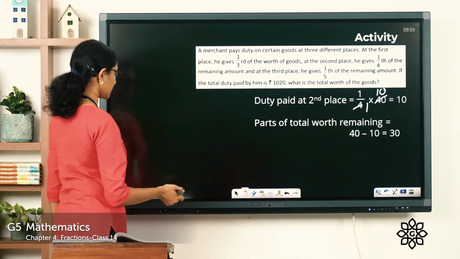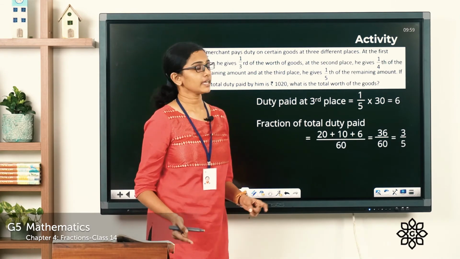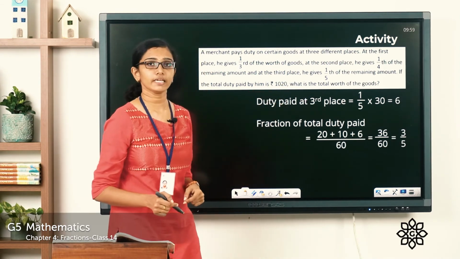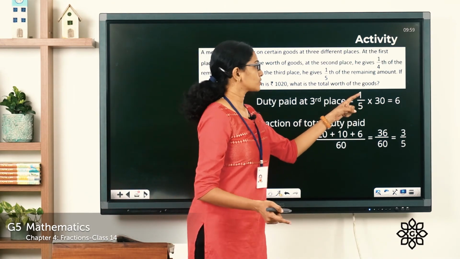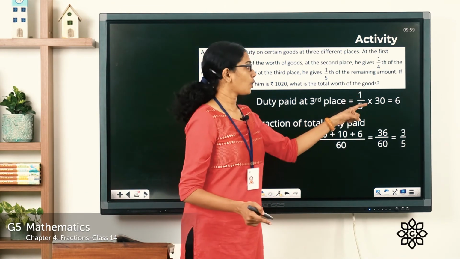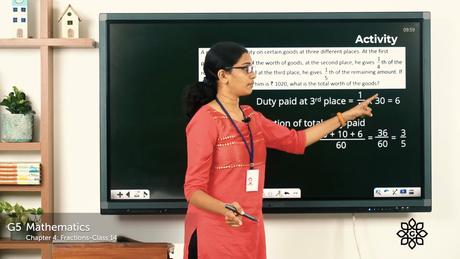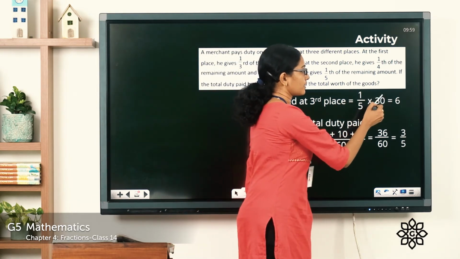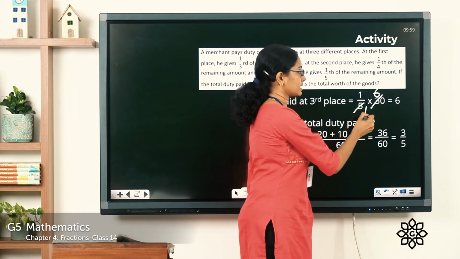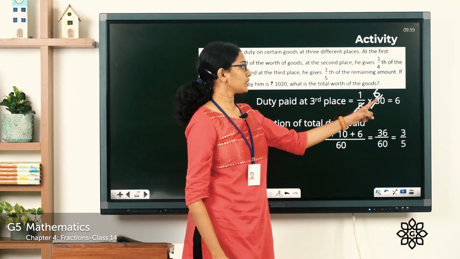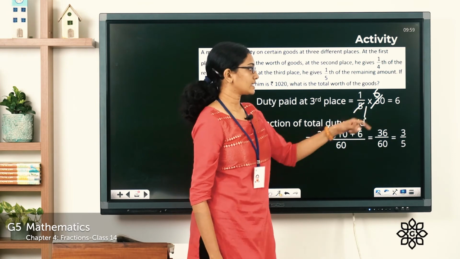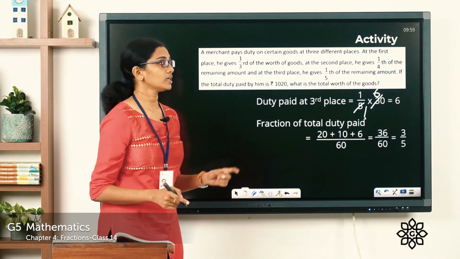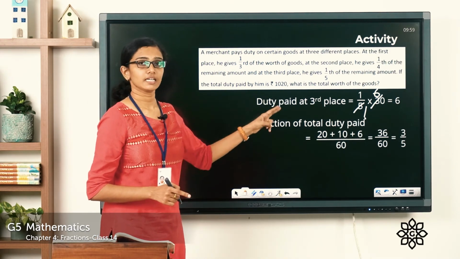So he is going to the third place. At the third place, he will be paying how much? 1/5 of the remaining amount. So that would be 1/5 of 30, the remaining amount. That is 1/5 into 30. So 30 divided by 5 is 6 and 5 divided by 5 is equal to 1. So 1 into 6 by 1, that is equal to 6. Now he paid 6 parts out of the total 60 parts at the third place.